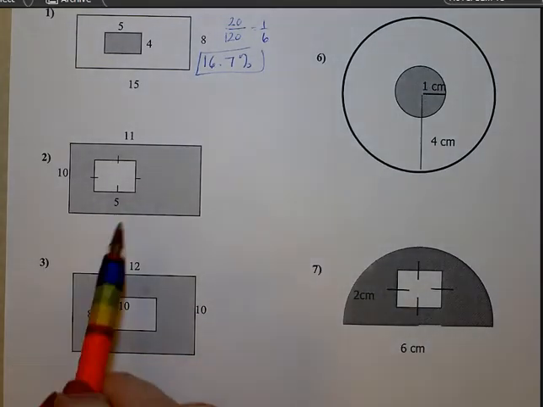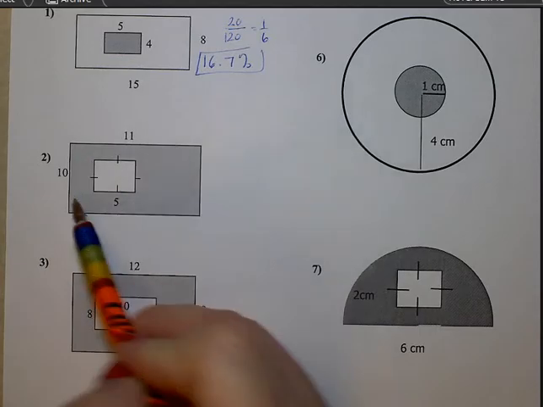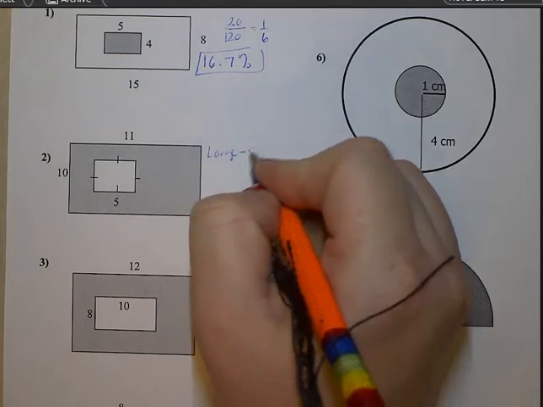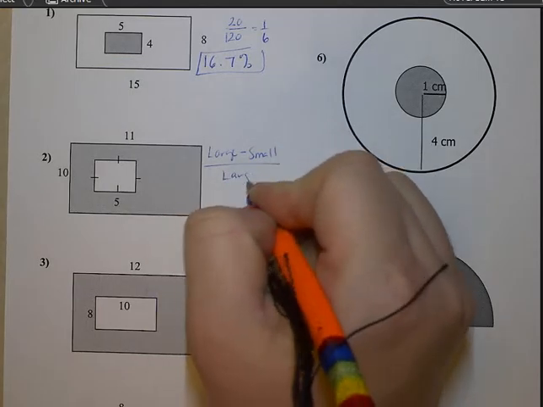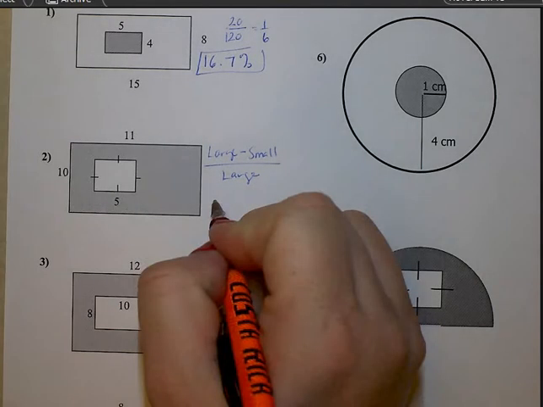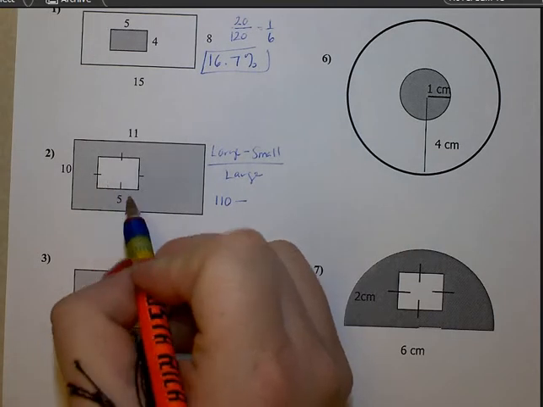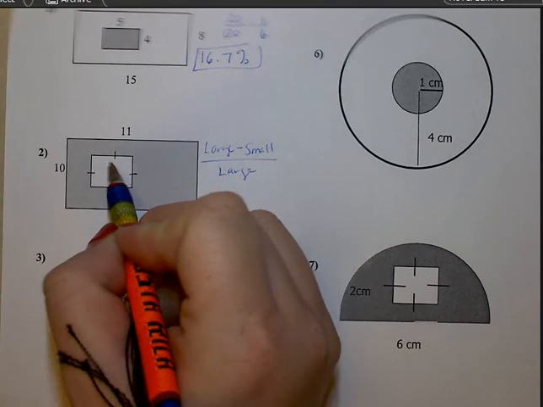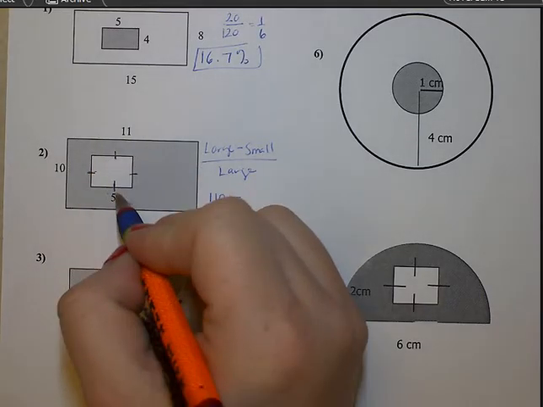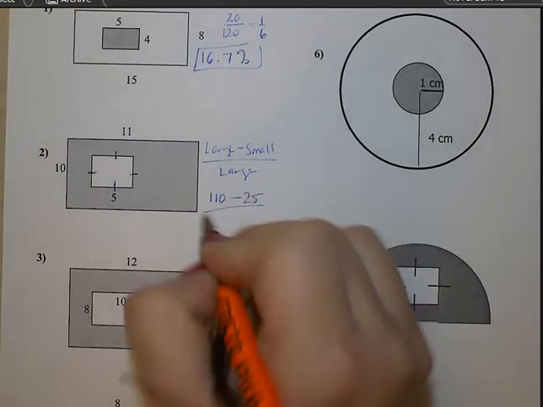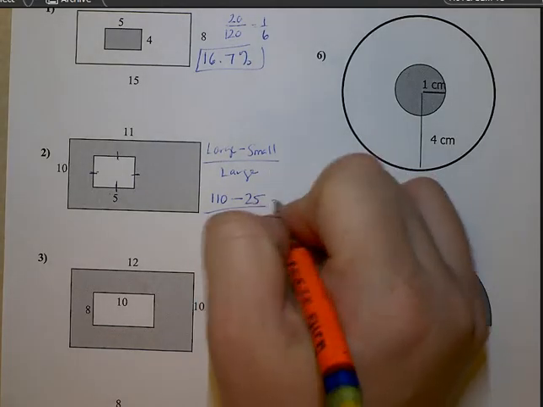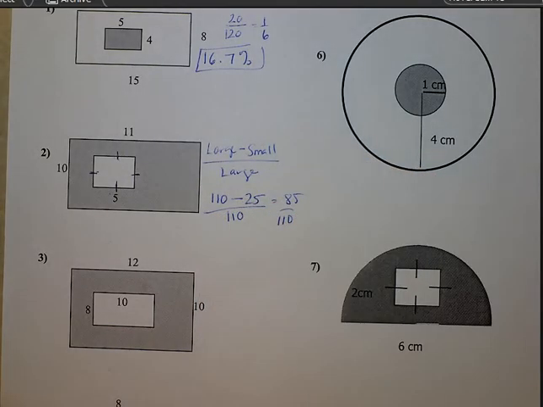Okay. So now this next problem has the outside shaded. So if you remember, we're going to do large, subtract small region, divided by large region. So the large region is 10 times 11, and 10 times 11 is 110. Subtract the small region. And these lines represent that this is a square, that each one of these sides is 5. So 5 times 5 is 25. And divided by the large region, which is 110. 110 subtract 25 is 85. And take 85 and divide it by 110.